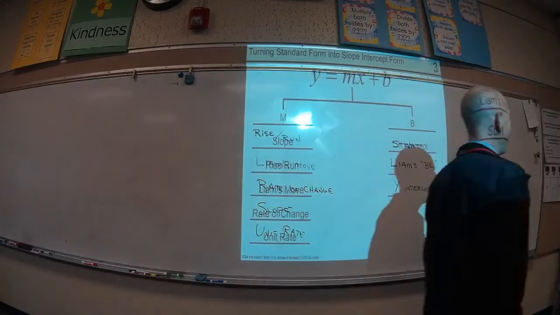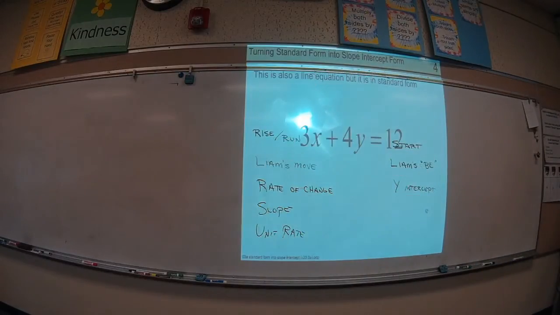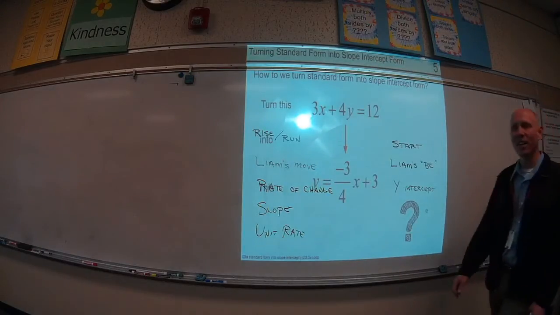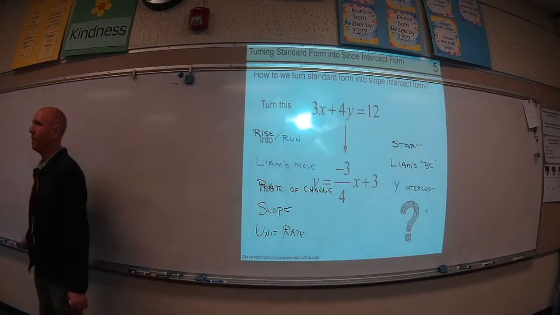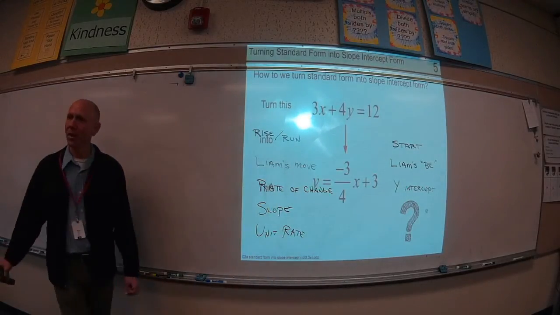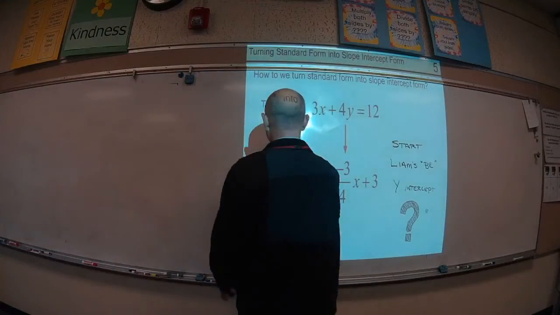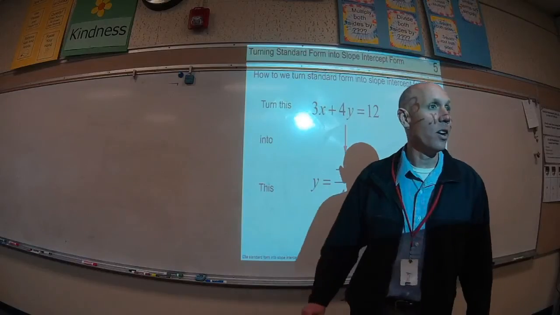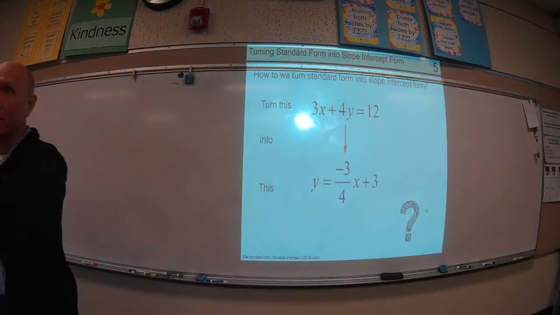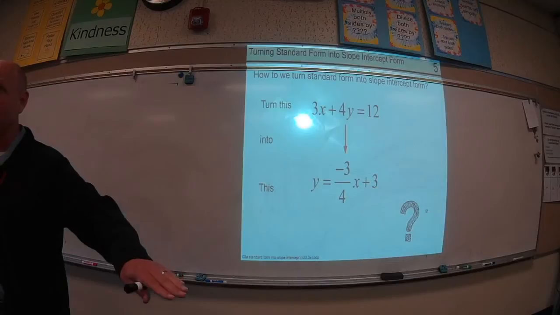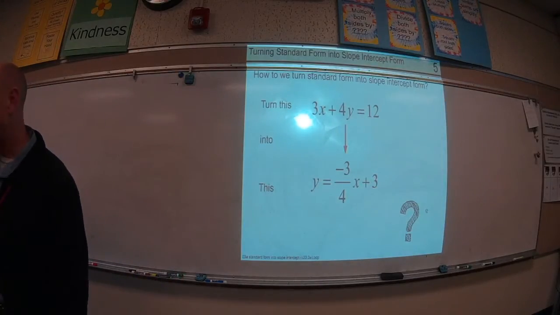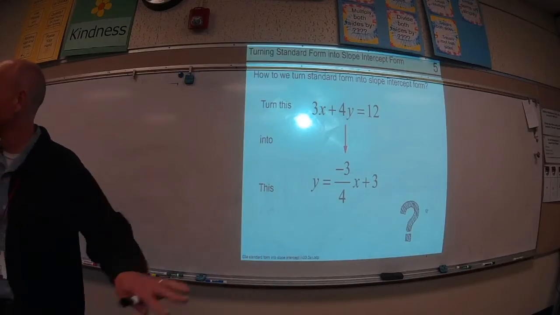So here's an equation in standard form. But I want it in slope-intercept form. So how can I change something from standard form into slope-intercept form? There's a song that goes with this. Who knows the song? Simplify. So, move the x, divide by the y.